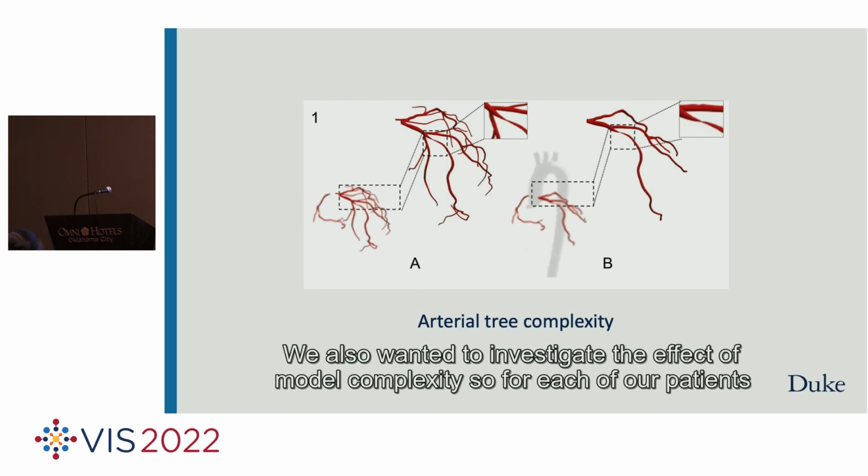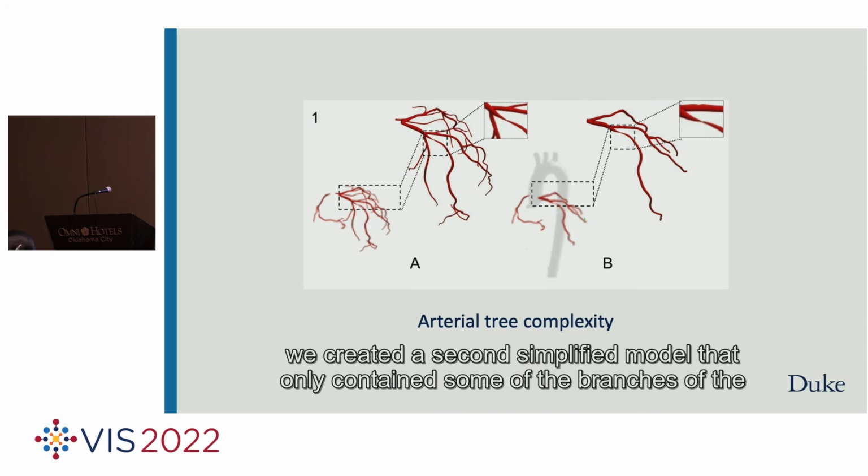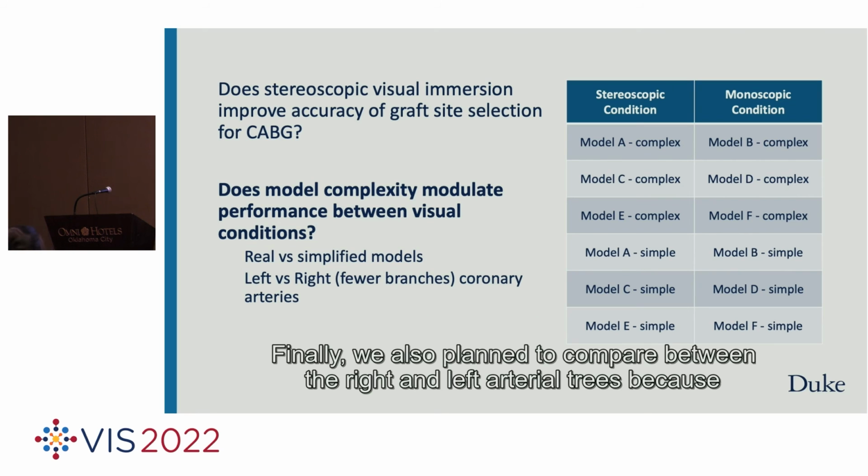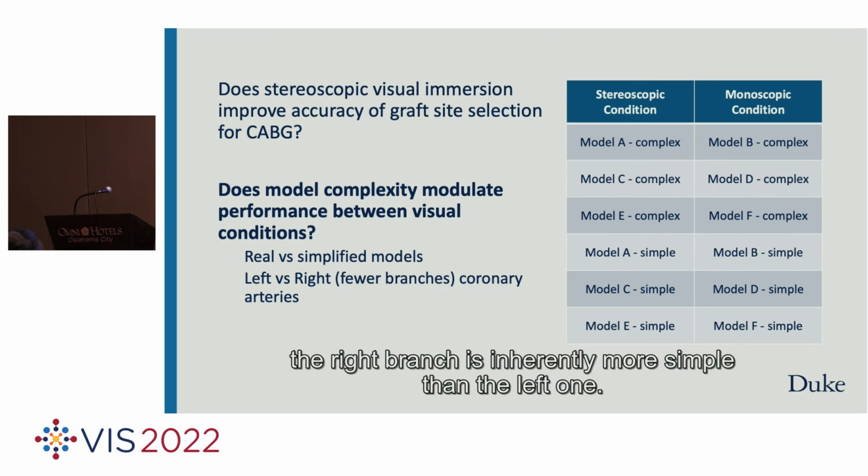We also wanted to investigate the effect of model complexity, so for each of our patients, we created a second simplified model that only contained some of the branches of the arterial tree. Finally, we also planned to compare between the right and left arterial trees because the right branch is inherently more simple than the left one.